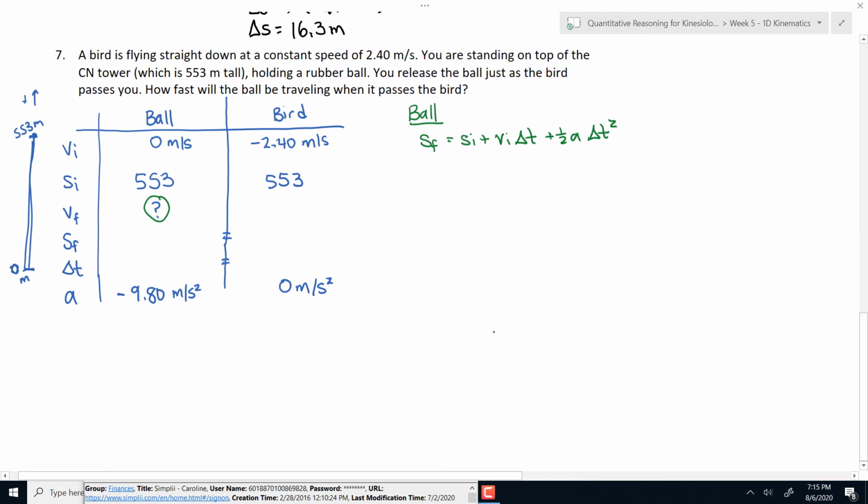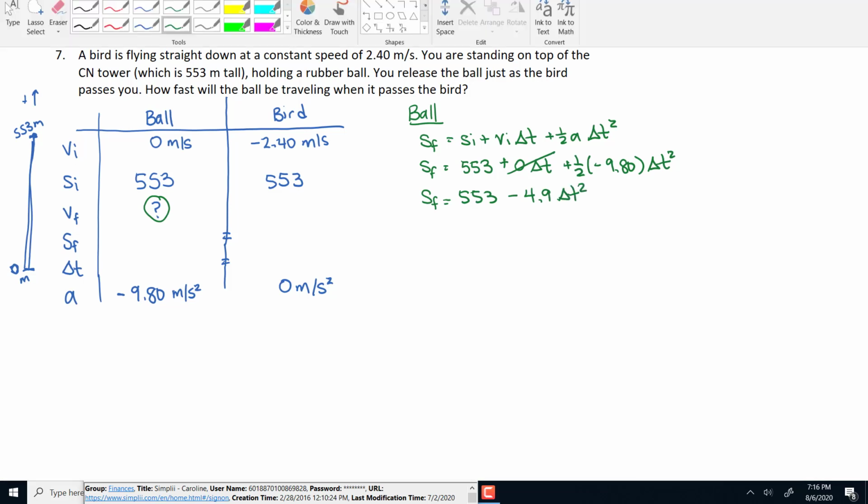So SF is what we don't know for the ball, equals S initial for the ball is 553, plus V initial for the ball is 0. Delta T we don't know, we just know it's equal to the delta T of the bird, plus 1/2. The A, the acceleration for the ball, is that due to gravity, so it's negative 9.80 delta T squared. Let's simplify this a bit. So SF equals 553, 0 delta T is just nothing. 1/2 times negative 9.80 is negative 4.9 delta T squared. Okay, so let's move on to the bird.